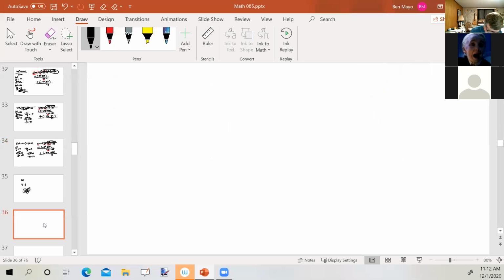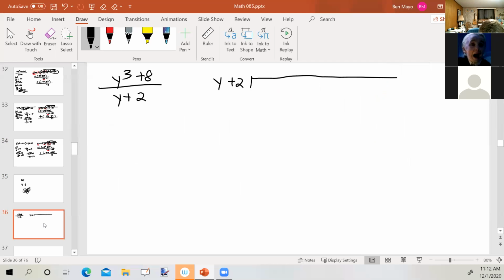How about this one? y cubed plus 8 divided by y plus 2. So outside I've got y plus 2. Inside I've got y cubed plus 0y squared plus 0y plus 8. Again, all of the missing powers need to be represented. I've got y cubed, but I need to have a column for the y squared and a column for the y, and then my column for my constant 8.